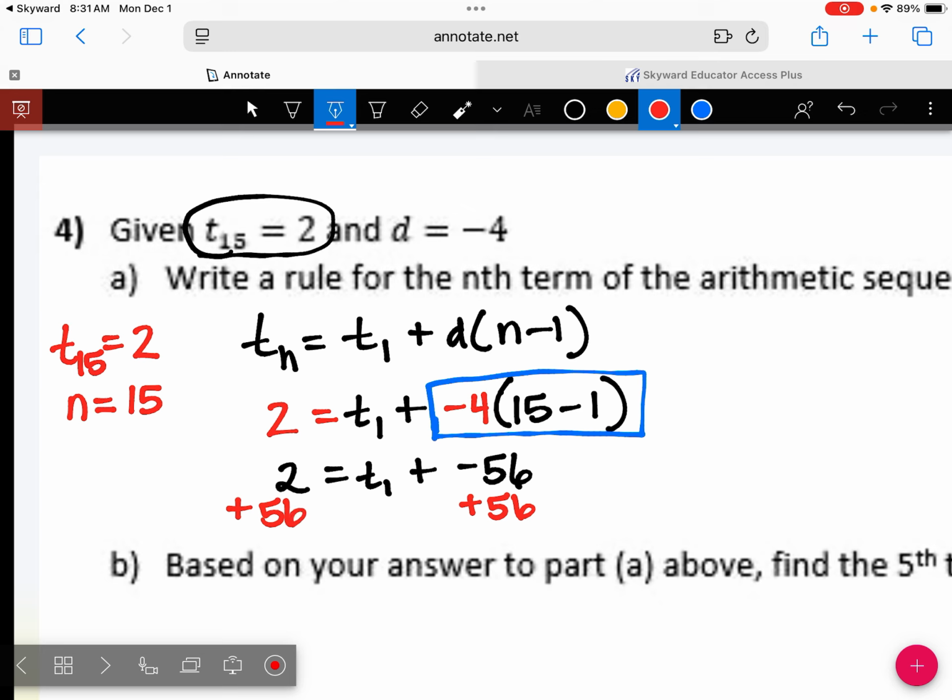What'd you get? Oh, so you distributed it? Well, you could do that, but I just subtracted this to get 14, and then I multiplied it by negative 4. But the way you did it, if you distributed the negative 4, you would take negative 16 minus negative 4, which is kind of complicated. So what I would do, because we know it's 15 minus 1, I would simplify that to 14 and then multiply the 14 times negative 4.